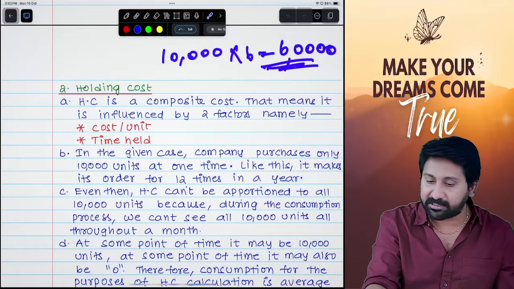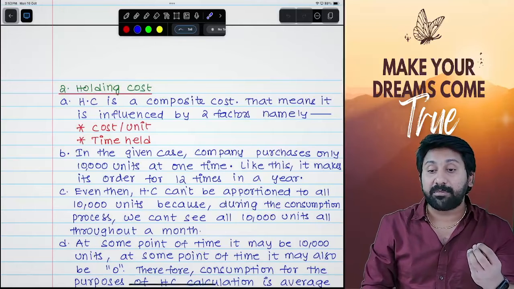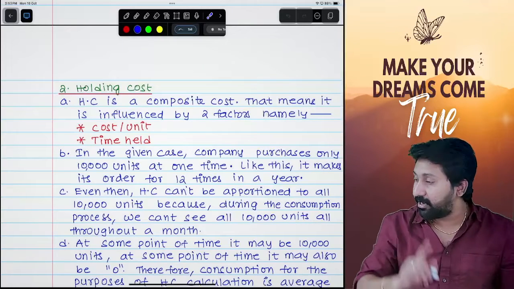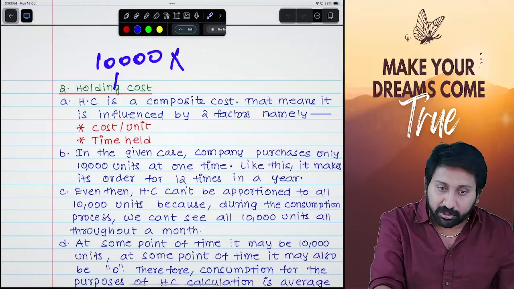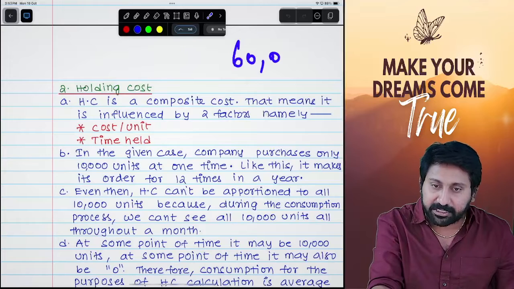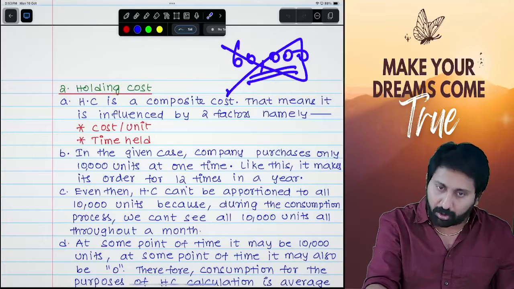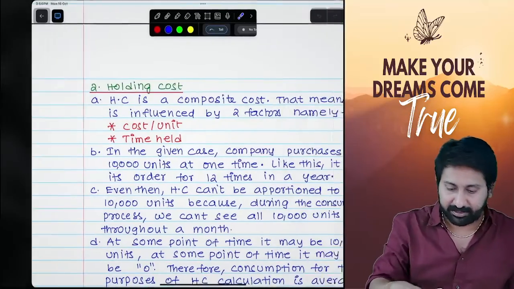Right answer or wrong answer? This is wrong. Why, sir? You said holding cost will be incurred per unit. I am ordering 12 orders. In each order, there will be 10,000 units. So 10,000 into holding cost per unit of 6, so it will be 60,000. Correct answer? Wrong. Like this, you should not do. Reason I will tell you. See there.